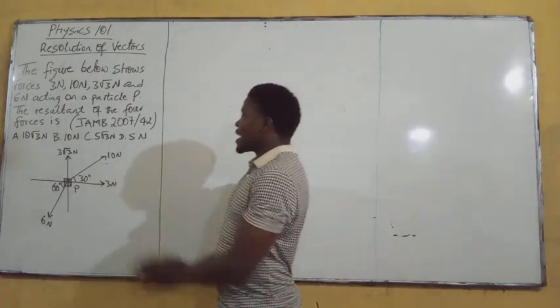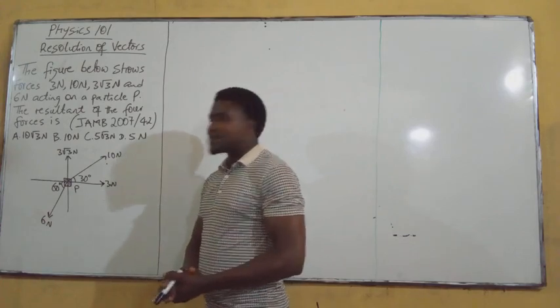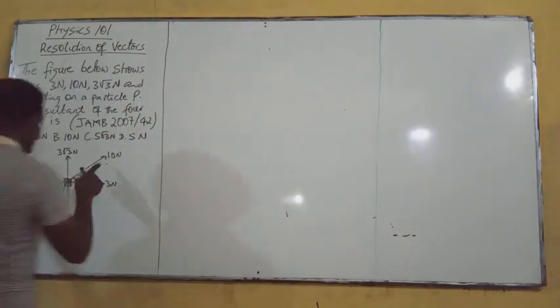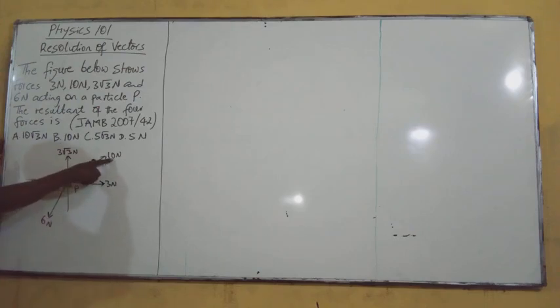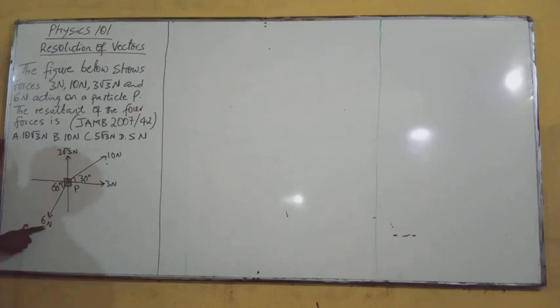Now, when you have something like this, what to do is very simple. We are going to resolve the inclined forces. If you watch this diagram carefully, you will discover that the 3 root 3 Newton is acting vertically on the particle, and the 3 Newton is acting horizontally on the particle. But the 10 Newton force is inclined at an angle 30 degrees to the horizontal, and the 6 Newton force is also inclined at an angle 60 degrees to the horizontal.